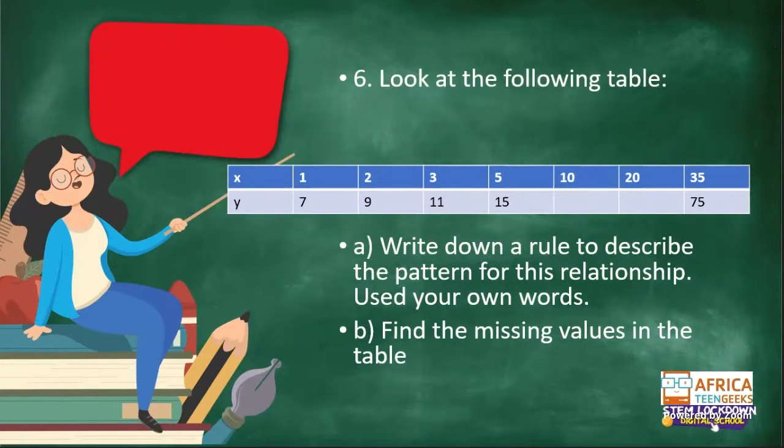Now look at the following table. I want us to write down and describe the pattern for this relationship. We need to find the missing values. So we are going to now develop a rule for this pattern and thereafter find them.